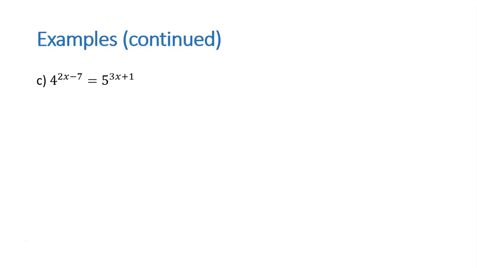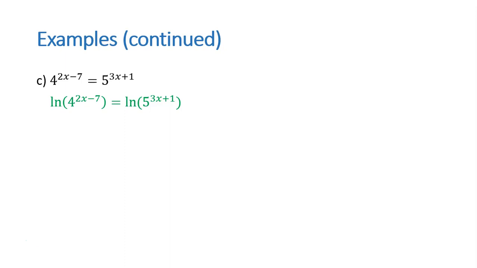So here's our next example. We have 4 to the 2x minus 7 is equal to 5 to the 3x plus 1. So we have two exponential expressions in this case, and we're trying to solve for x. So 4 can't be written in terms of 5, 5 can't be written in terms of 4, and we can't write both of them in terms of something else, so we need to use a logarithm. So I'm going to take the natural log of both sides of the equation, and then I'm going to apply that power rule twice.